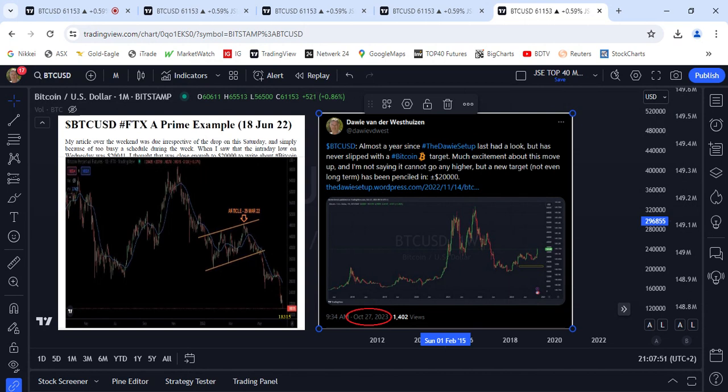you can see that I say that I'm not saying it cannot go any higher. Oftentimes, when the Dawie setup identifies a target, it can move away from the target for a long time before it starts moving to that target. So here I said it can go higher, and indeed it went quite a bit higher, and this maybe still will go higher. We will have to see. But I said there was a new target, and it isn't a target on a long-term chart. That new target has been penciled in at plus minus $20,000.